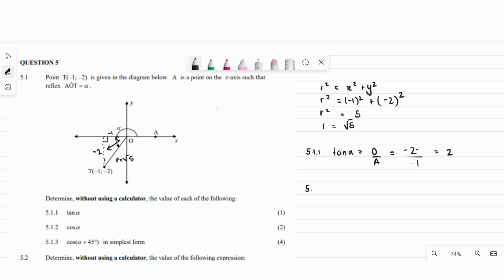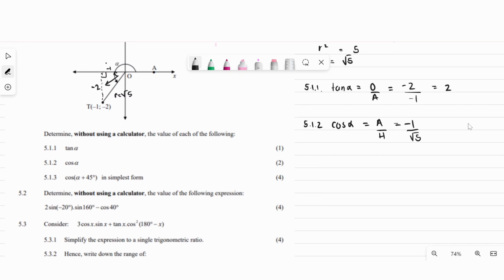Then 5.1.2 says determine cos alpha. Cos is what? It's adjacent, sorry, not opposite, over hypotenuse. What's our adjacent? Our adjacent is -1 from the diagram. Then the hypotenuse is √5. So this will be your answer.